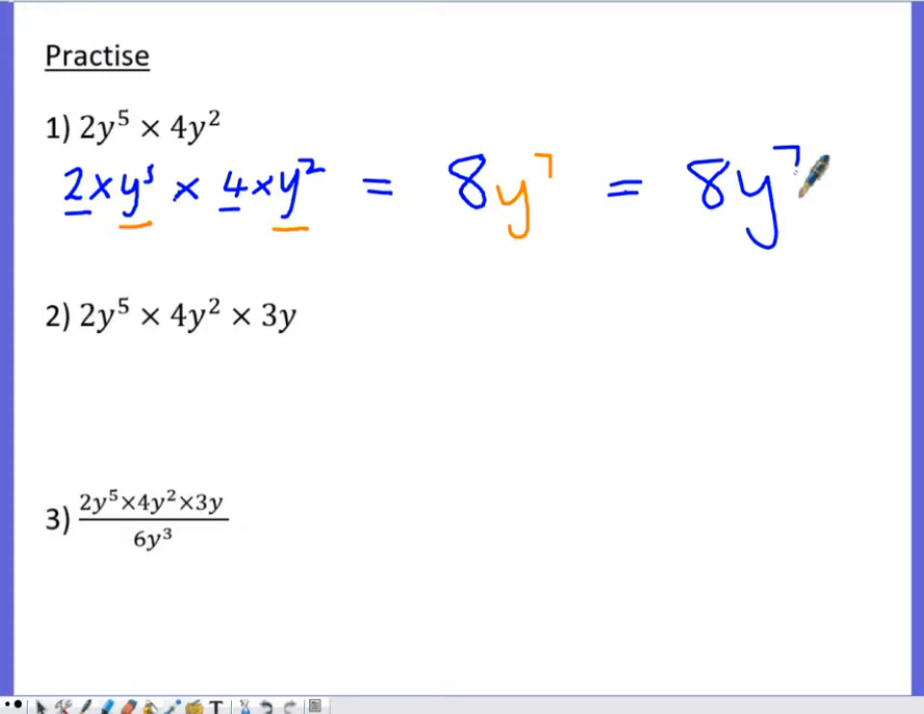Looking at example 2, it's the same thing. If you take the numbers, 2 times 4 times 3, we do that as normal. 2 times 4 is 8, times 3 is 24. Look at the y's. You've got y to the power 5 times y squared times y. Now be careful, y on its own is actually y to the power 1. So y to the power 5 times y squared times y to the 1, we're going to add the powers together, so 5 plus 2 plus 1 is 8, which gives us y to the power 8. So our answer is 24y to the power 8.